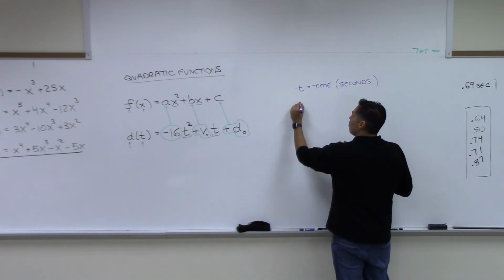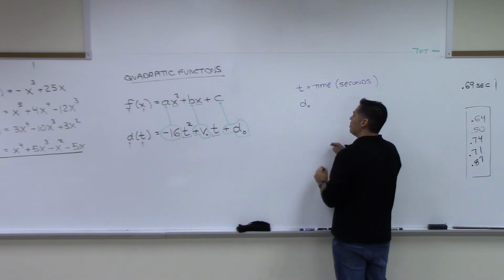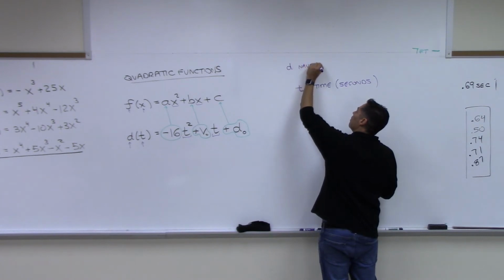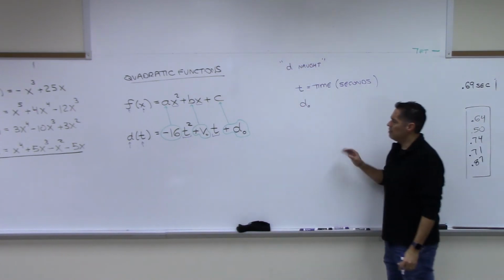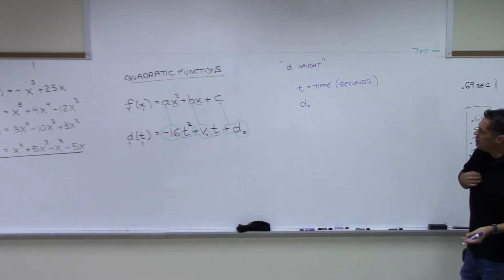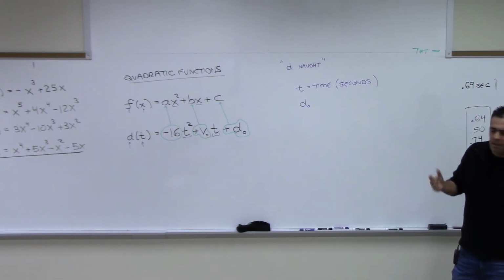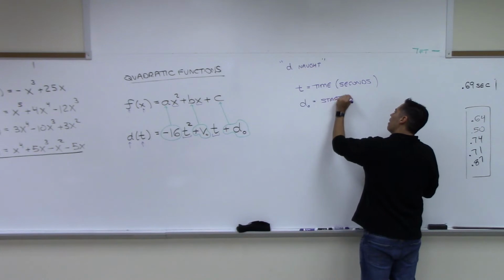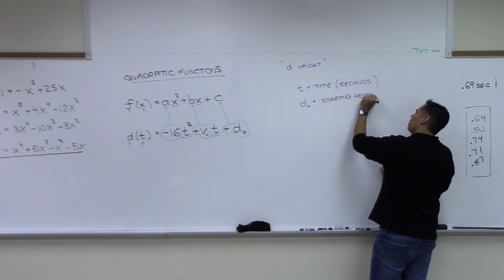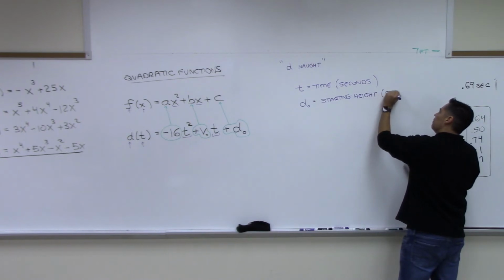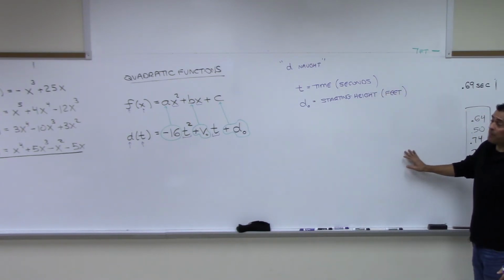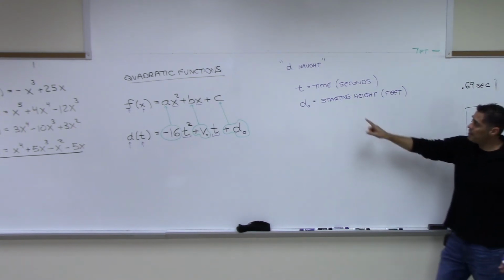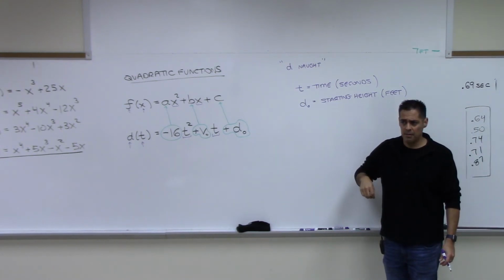What else? Where you see that d with the little subscript, the way you say that is d naught. That's just a notation we use in physics. And what this is, and this is real important, is your starting height, and it's measured in feet. So in the problem I just did, I dropped an object from 7 feet, didn't I? That would be the d naught for us in this experiment. With me?